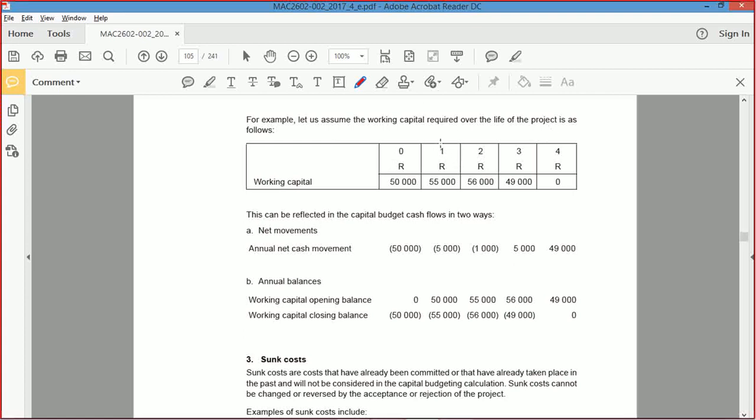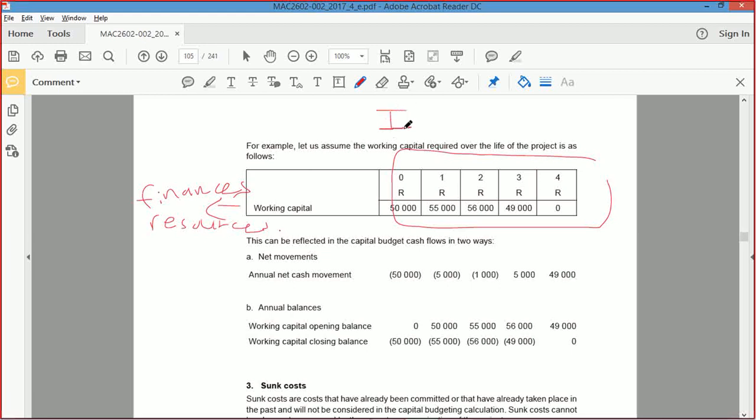So if I relate what we just read to this example, working capital is looking at the finance, the costs, the resources. In this case, let's assume the working capital required over the life of the project is as follows. What is this representing? The working capital, meaning? How much is it going to cost us? The investment. The cost of running this project.